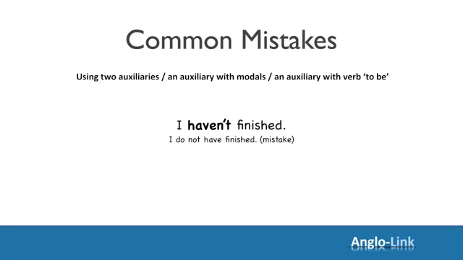Or you might hear someone use an auxiliary with a modal, like this. He doesn't can swim. Again, there is no need for the auxiliary doesn't. Can is a modal verb and takes direct negative. He can't swim. Let's look at an example with the verb to be. I didn't be able to call. Once again, adding not to the verb to be is enough. No need for didn't. I wasn't able to call.